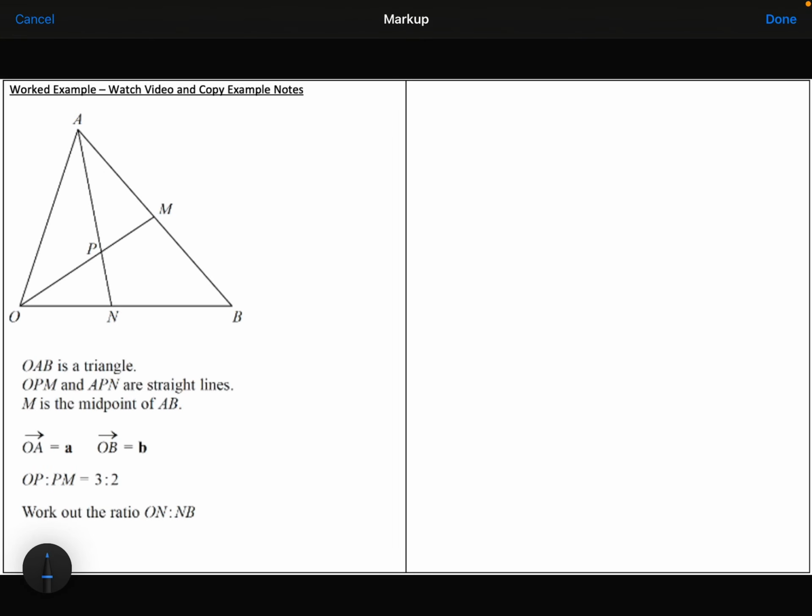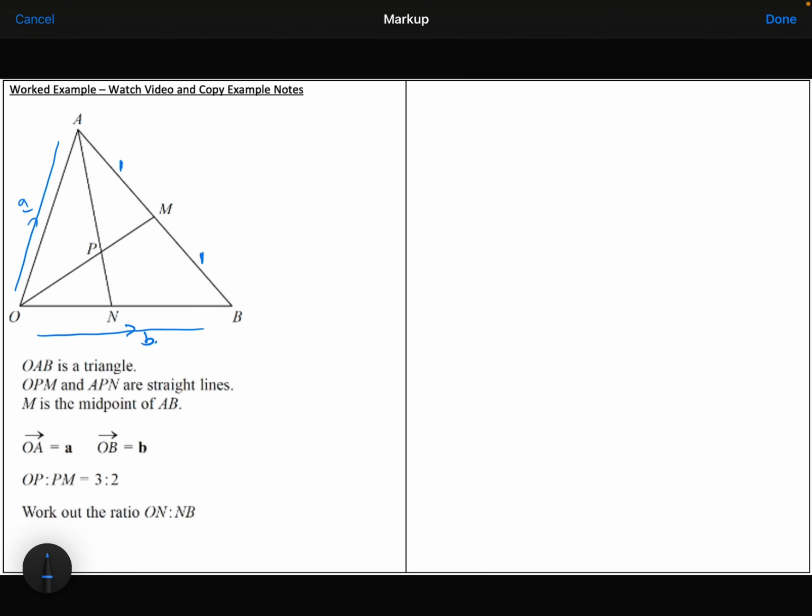OAB is a triangle, OPM and APN are straight lines. M is the midpoint of AB, so I know that AM and MB are equal to one another. O to A is vector A. O to B is vector B.